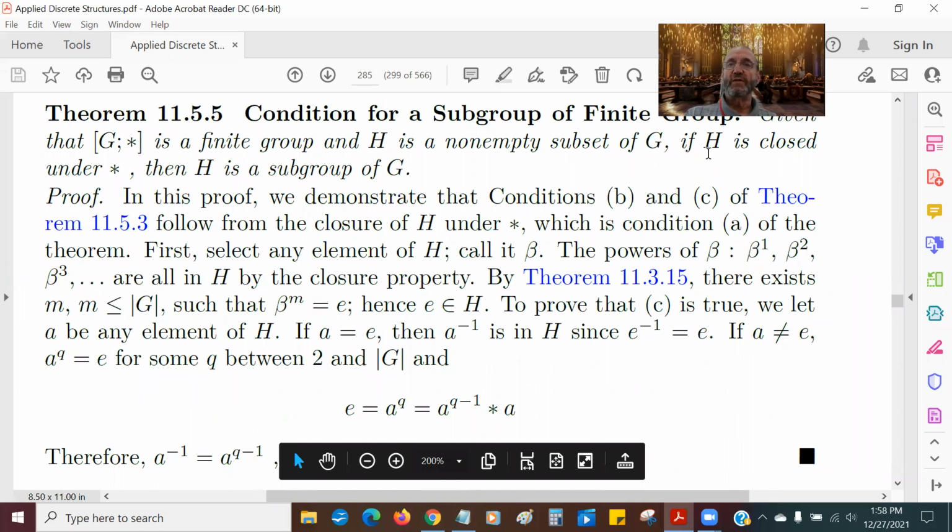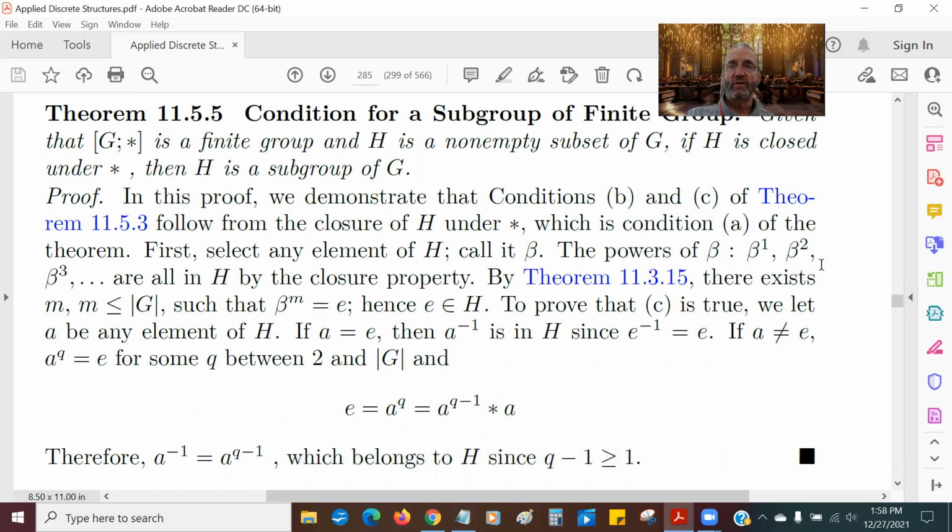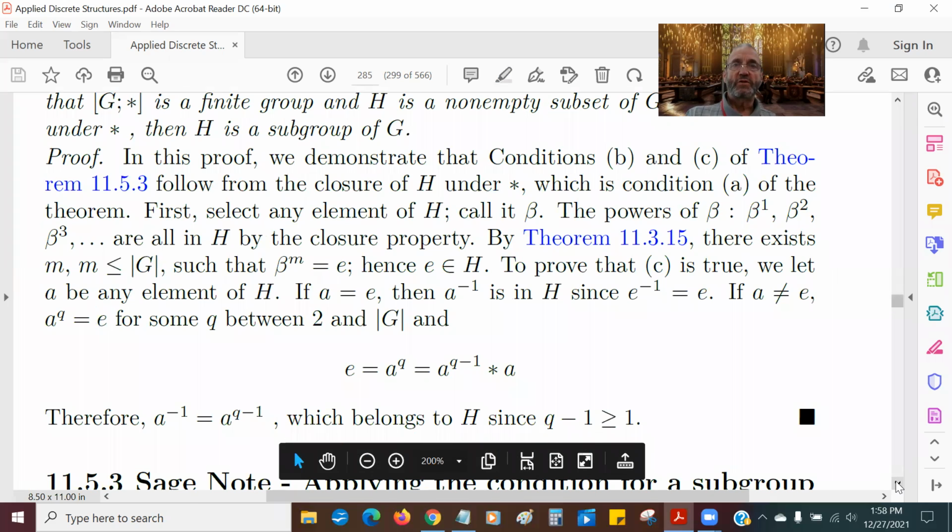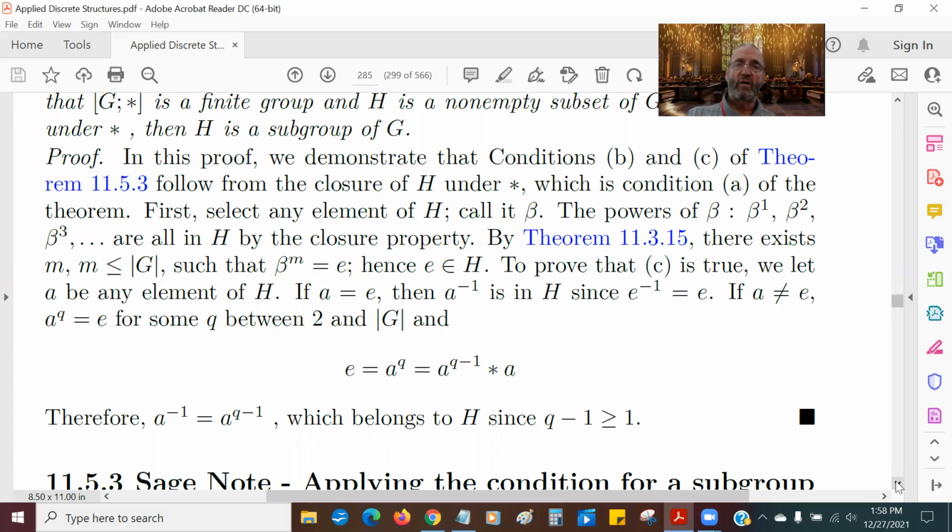Well, we know it's closed because that's given to us. So now we have to show the rest. Our proof is going to show that the identity and the inverses follow from the fact that it's closed, which was condition A of this 11.5.3 theorem. What we're going to do is select any random element of H and call it beta. And now I'm going to look at the powers of beta.